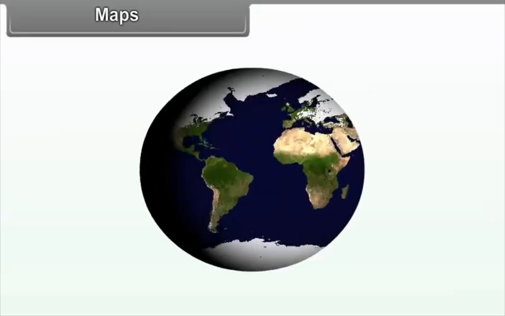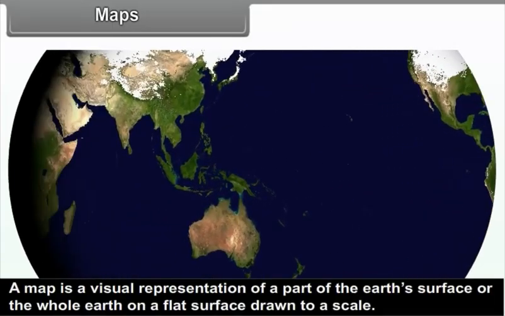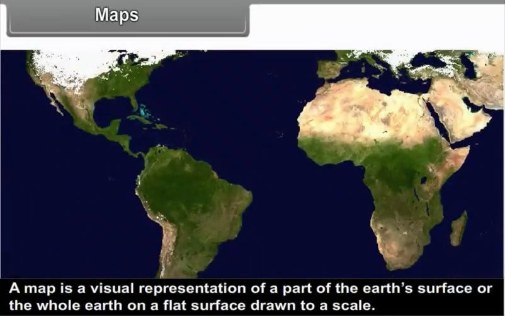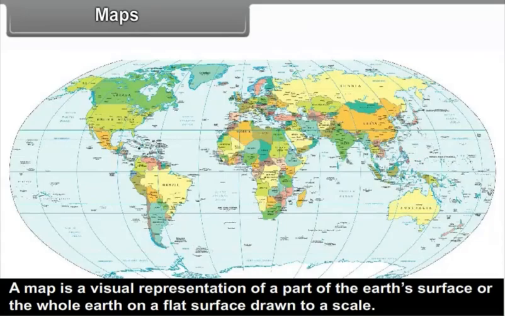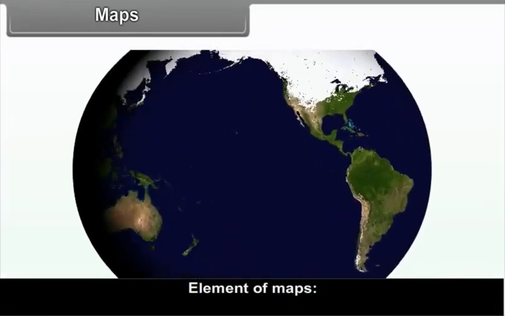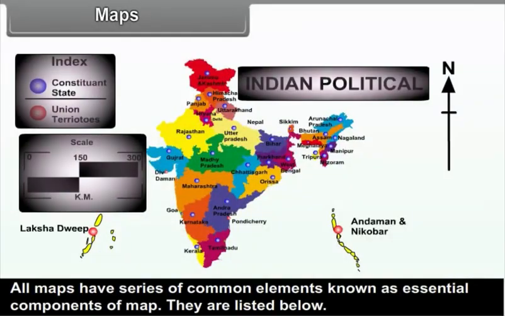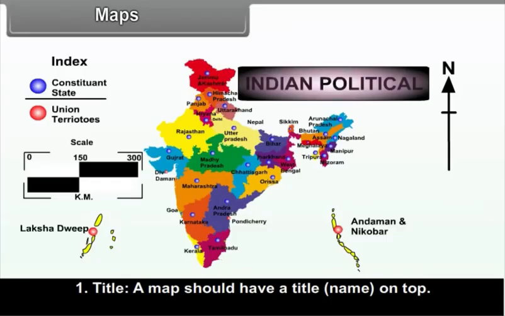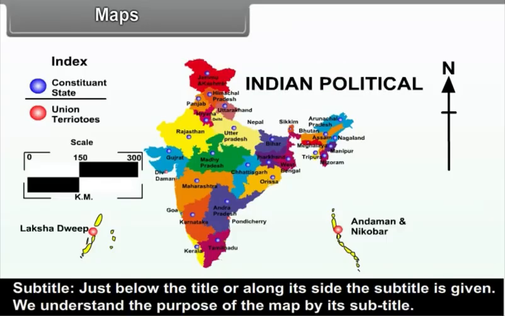9.2 Maps. A map is a visual representation of a part of the Earth's surface or the whole Earth on a flat surface drawn to a scale. Elements of maps. All maps have a series of common elements known as essential components of the map. They are listed below. Title. A map should have a title, its name, on top.